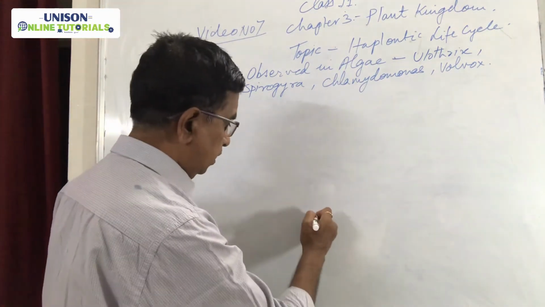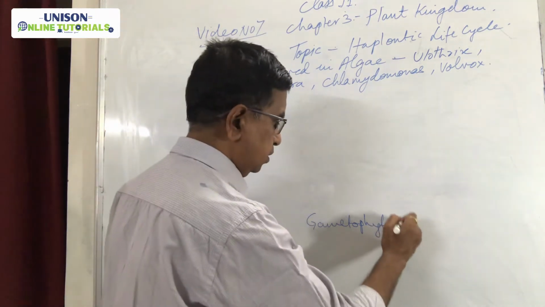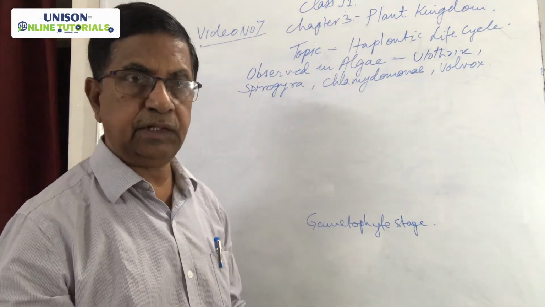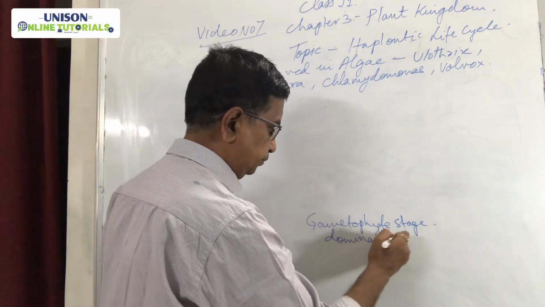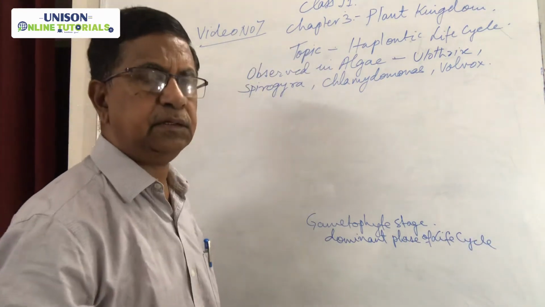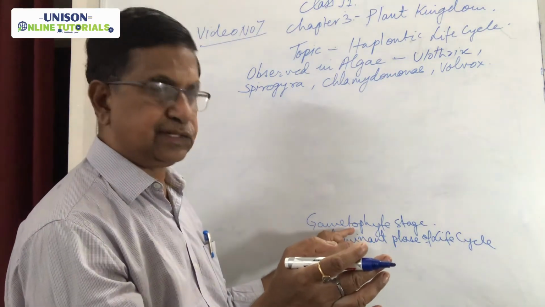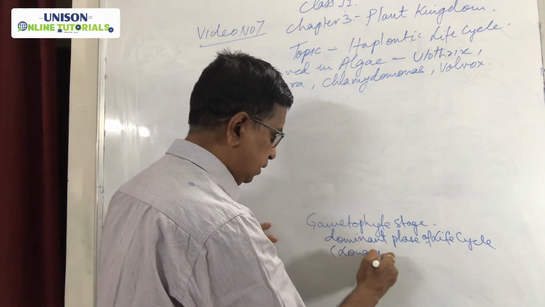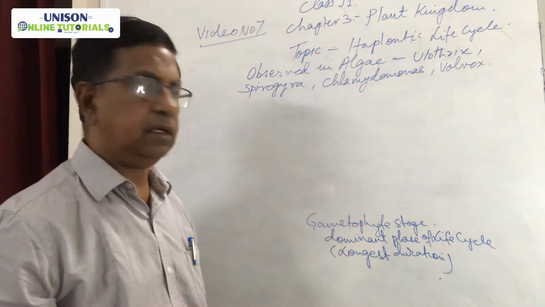In haplontic life cycle, there is a gametophyte stage. Gametophyte stage means the stage which produces gametes, and then by sexual method it performs the reproduction. This gametophyte stage is the dominant phase in the life cycle. Now, what is the meaning of dominant phase? Dominant phase means that in the life cycle, the longest duration is of the gametophyte stage. So, because the gametophyte stage has got the longest duration, that's why it is known as the dominant phase of the life cycle.